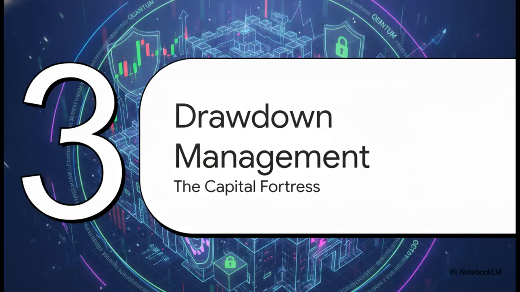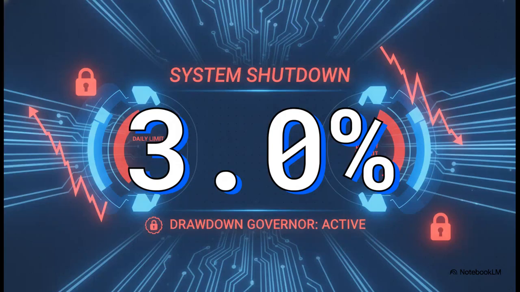All right, on to Module 3, Professional Drawdown Management. This is the Capital Fortress. Now, these risk management features right here are the true hallmark of an institutional system. The EA enforces a strict 3.0% maximum daily loss limit. If you hit that, the drawdown governor steps in like a ruthless nightclub bouncer, literally slamming the brakes and locking the entire system down until tomorrow.